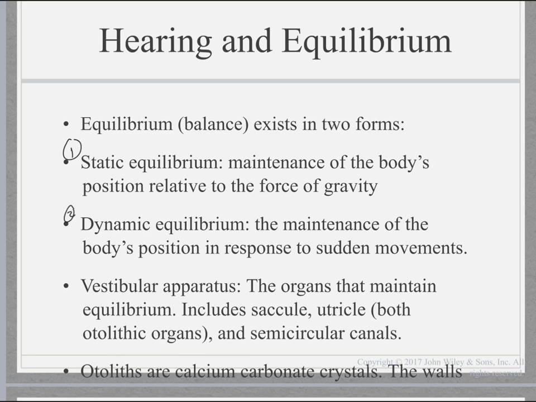Now, the vestibular apparatus, this is going to have the organs that maintain equilibrium. It includes the saccule and the utricle. Both are otolithic organs. So we say, well, what are otoliths? Otoliths are calcium carbonate crystals.